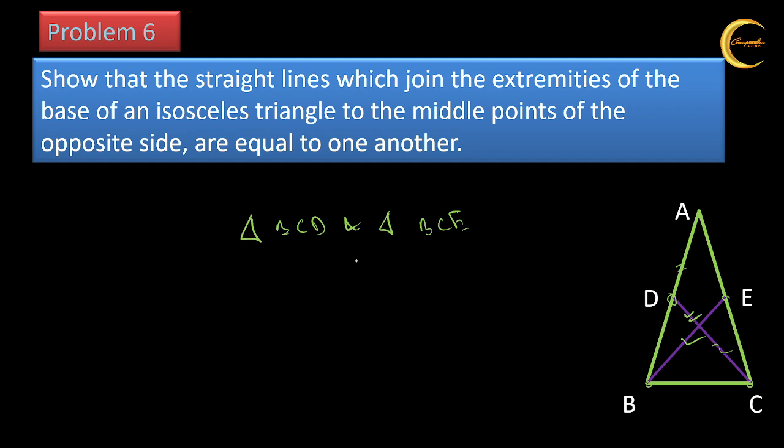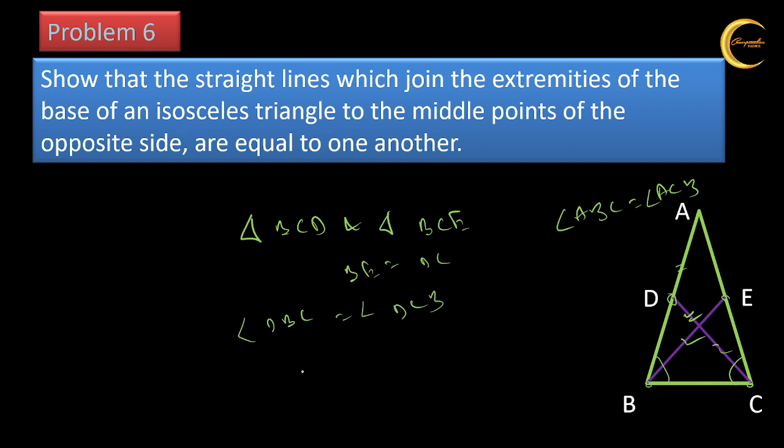Okay. So we have to prove that BE equals DC. Now you see, this is an isosceles triangle. So this angle ABC equals angle ACB. So we can say this angle DBC equals angle DCB, and D is the middle point.